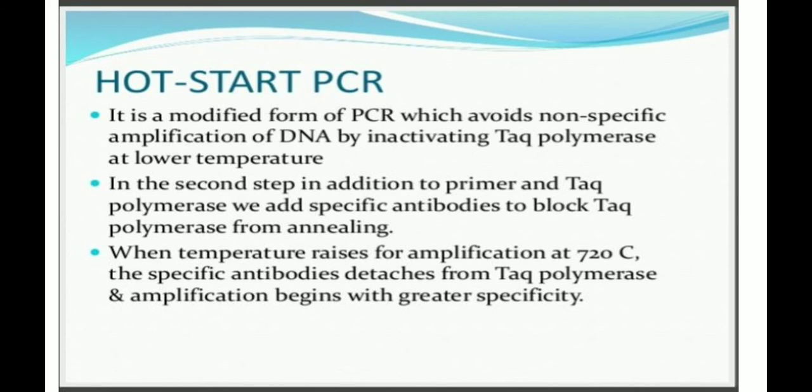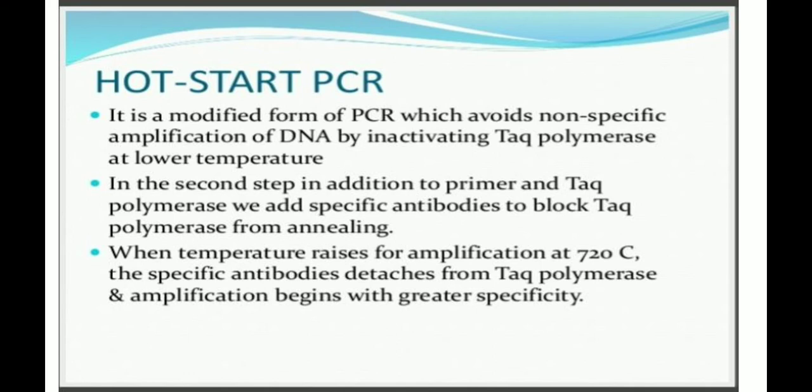In the second step, in addition to primer and Taq polymerase, we add specific antibodies to block that Taq polymerase from annealing. In the second step we have seen the addition of primer and Taq polymerase enzyme, right? So in hot start PCR, we can add specific antibodies. By those antibodies you can block that enzyme activity from the renaturation process, or from annealing. And by that you can avoid non-specific amplification.